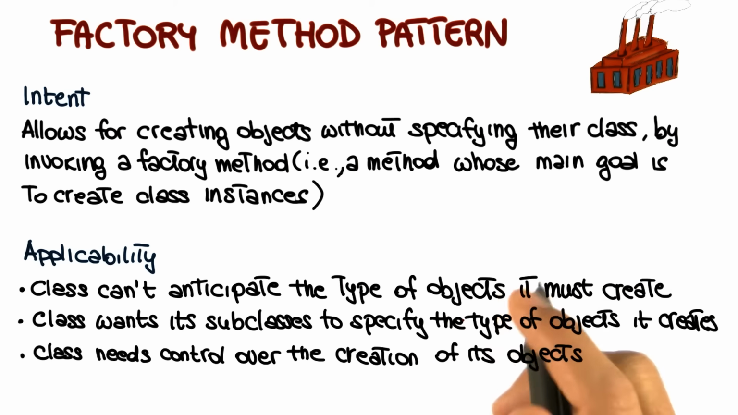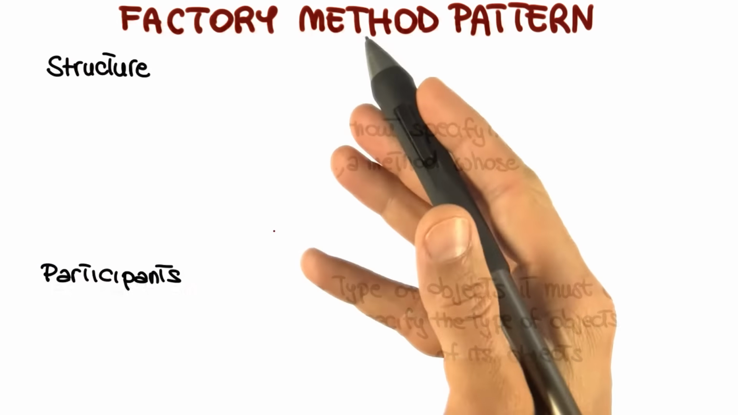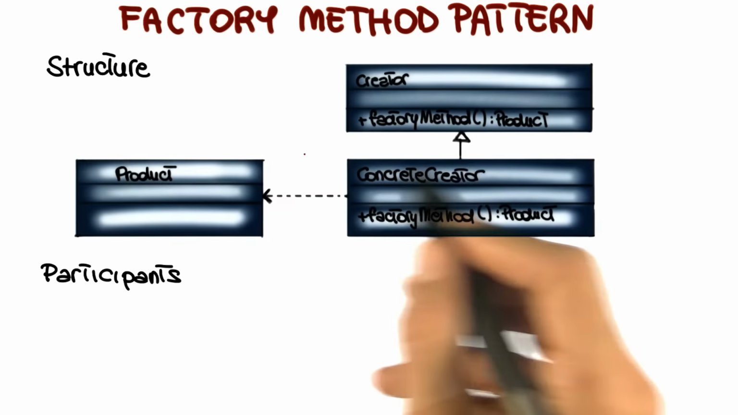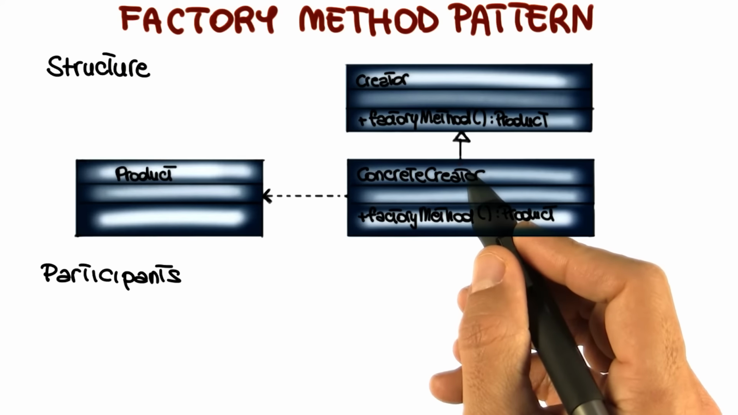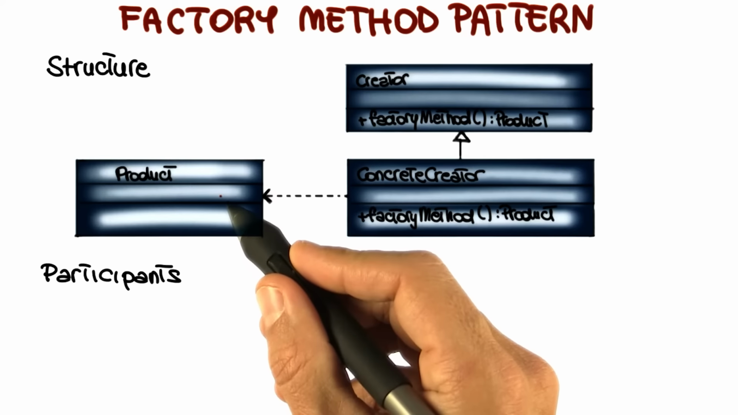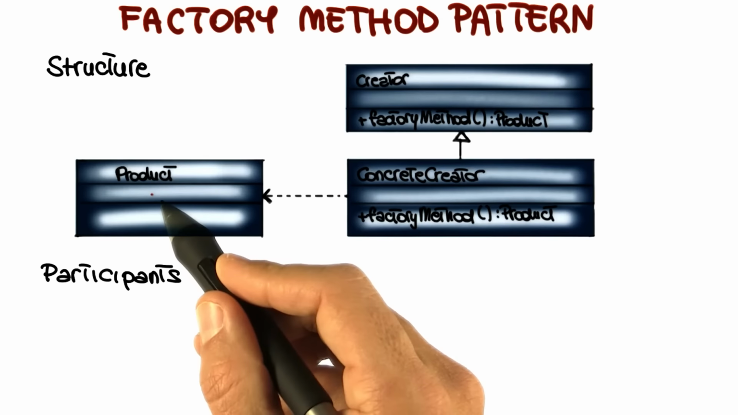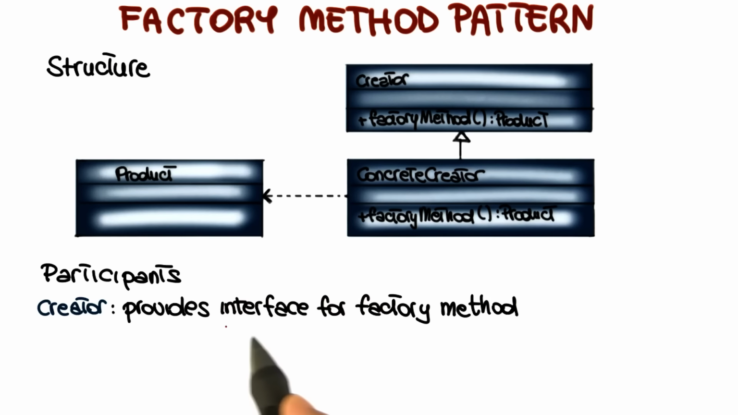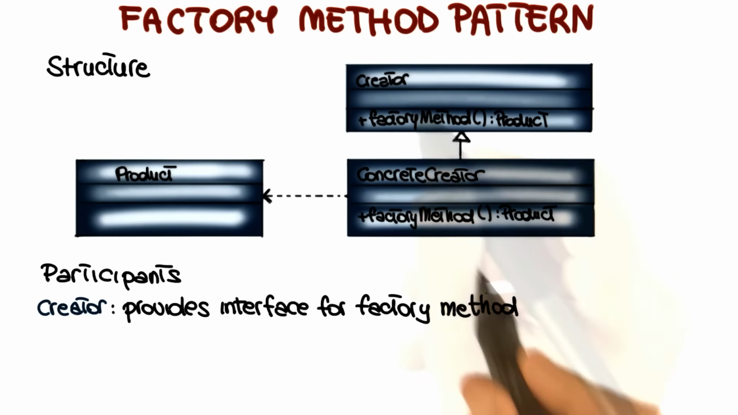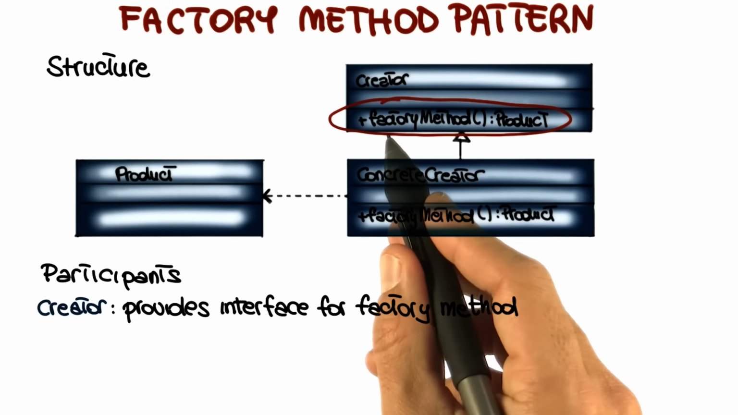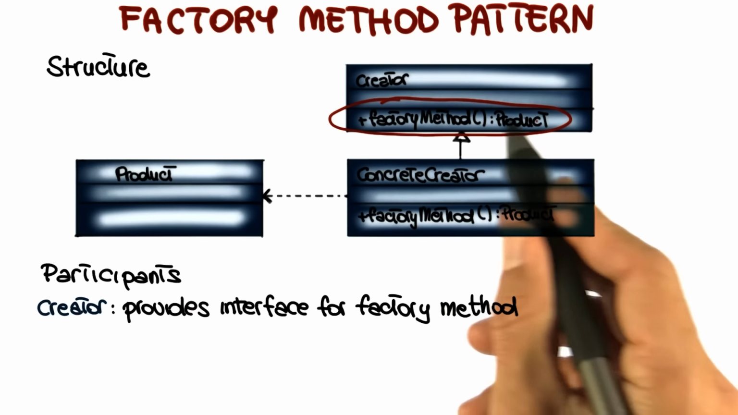But let's go ahead and see how this pattern actually works. And let's do that by discussing the structure and the participants for the pattern. The structure that is represented here using the UML notation includes three classes: the creator, the concrete creator, and the product. The creator provides the interface for the factory method. So this here is the interface for the factory method that, when invoked, returns an object of type product.